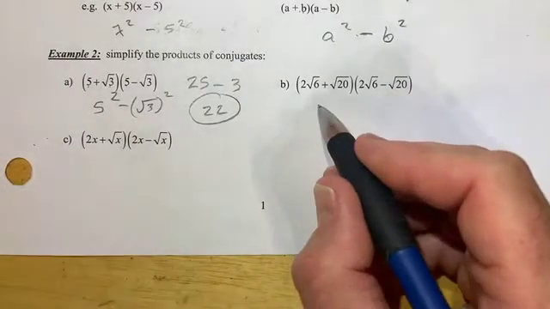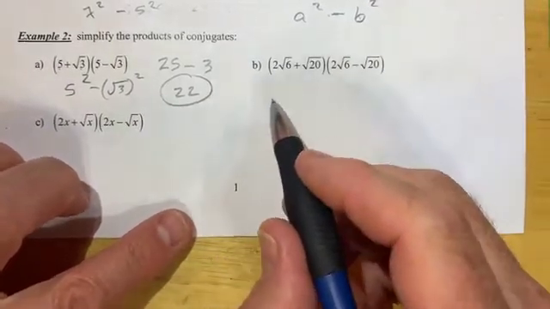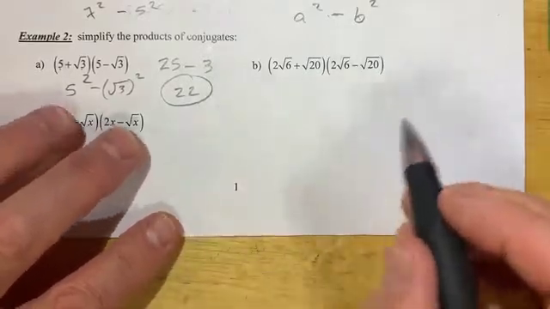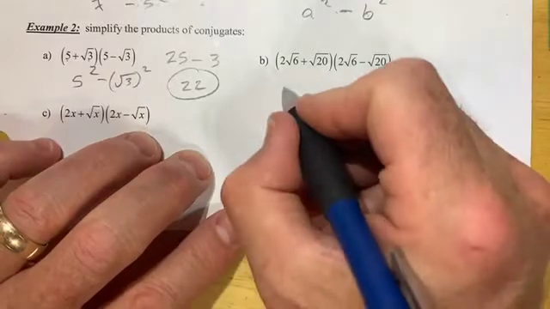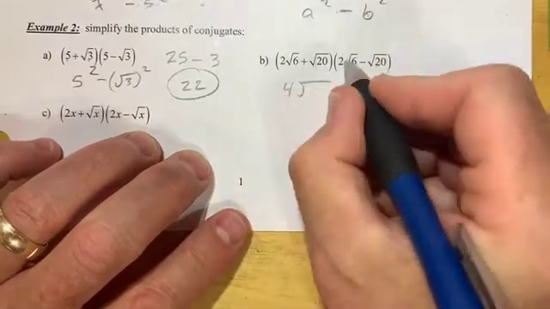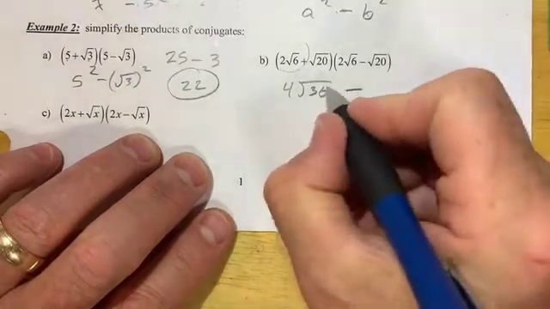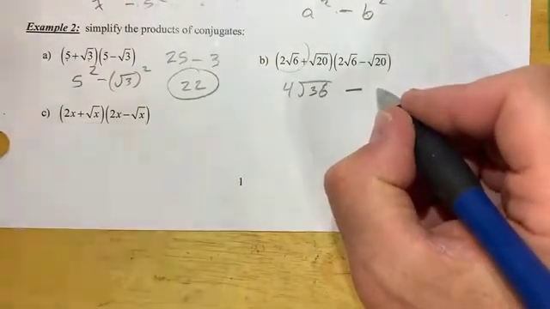What about here? I think in the notes, yeah, I probably have it wrong. I think in the notes I've got it as root 3 squared is 9, but this should be 22. Okay, let's see. What do we got? 2 root 6 times 2 root 6. 2 times 2 is 4. Root 6 times 6 is 36. So it's the first one squared, right? Minus root 20 times root 20. Root 20 squared is 20.